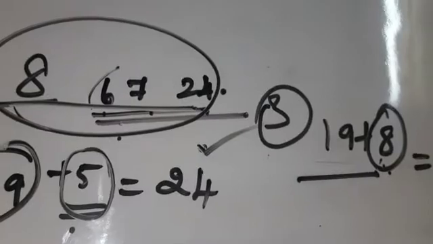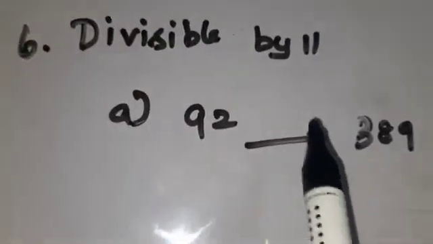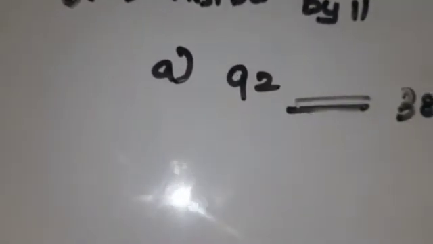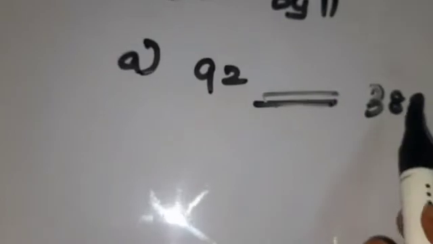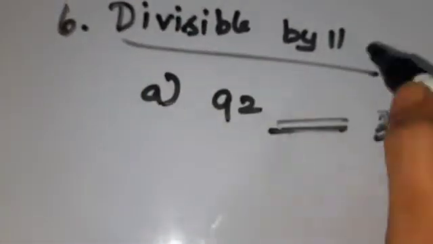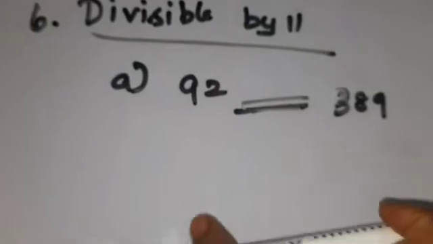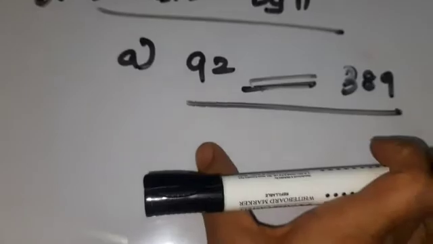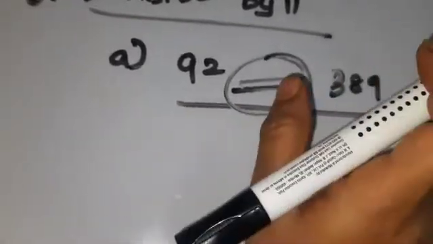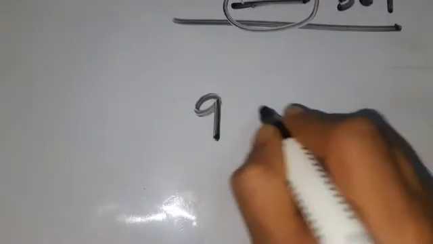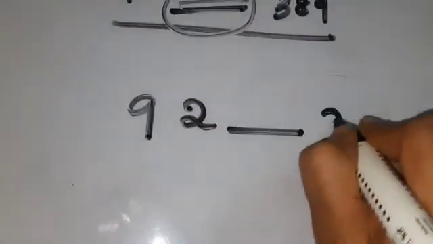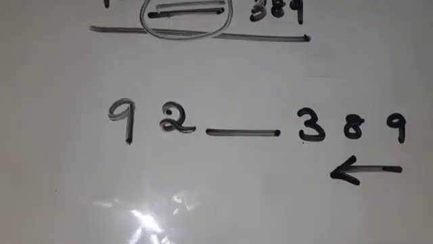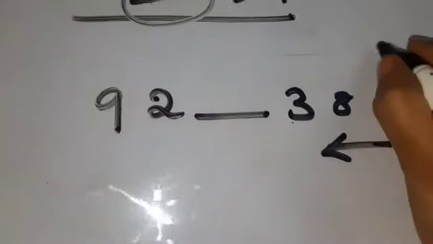Now let's solve the sixth main. Sixth main: write the digit in the blank space of each of the following numbers so that the number formed is divisible by 11. So what they have asked is similar to the previous problem. Here they have given a number with a blank space in between. First step, we have to write the number and mark the odd digits from the right corner of the given number.